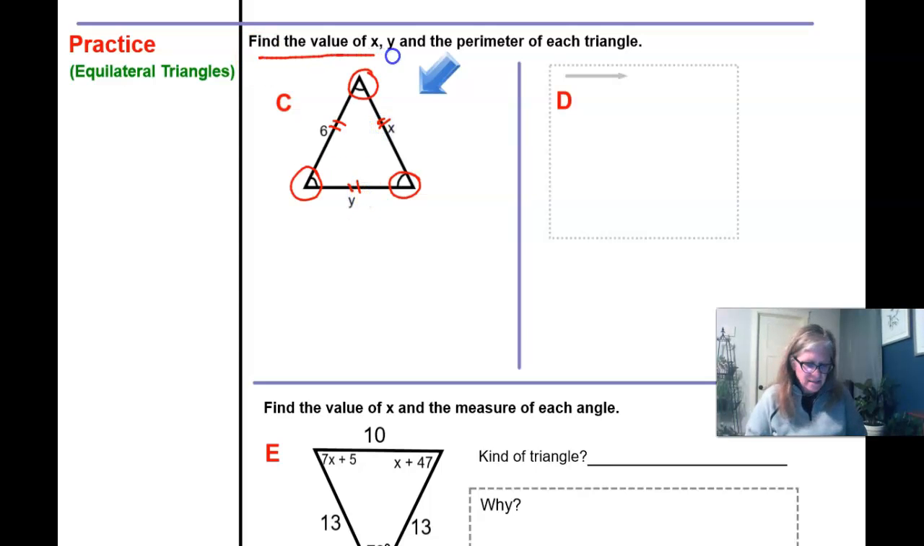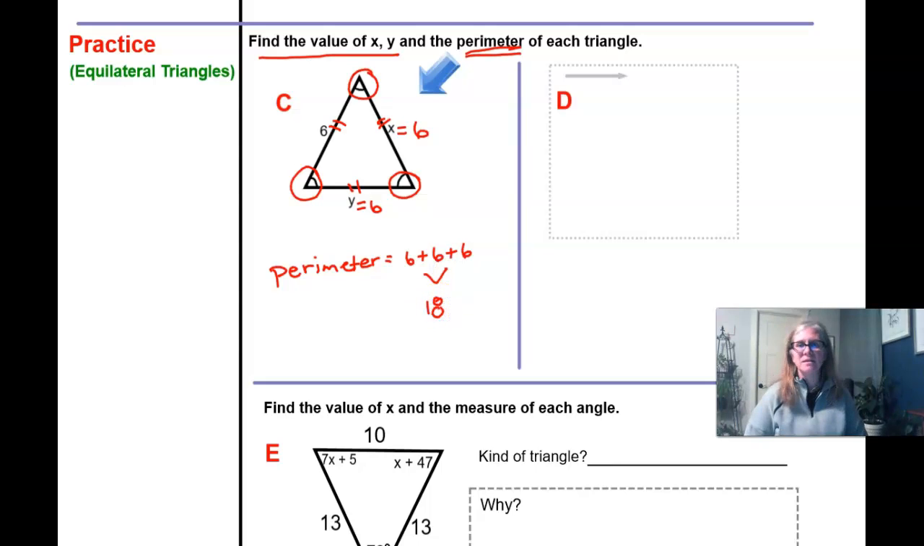For this question, they ask us to find the value of x and y and the perimeter, which remember is the distance all the way around. That means that x must be 6 and y must be 6, and the perimeter is 6 plus 6 plus 6. That is 18 total. All right, remember that is only good if it's equilateral. All of them are the same.